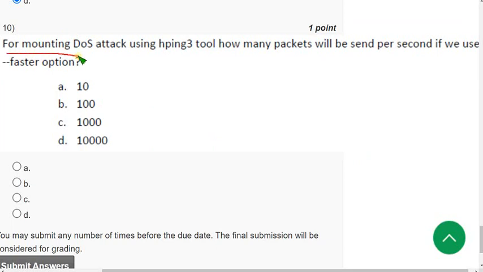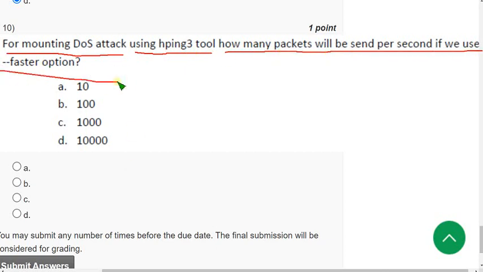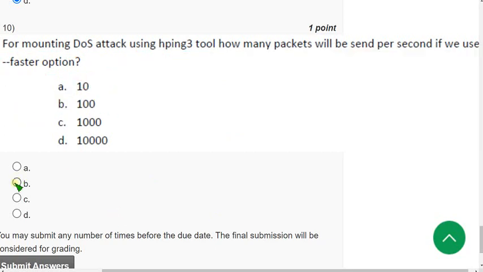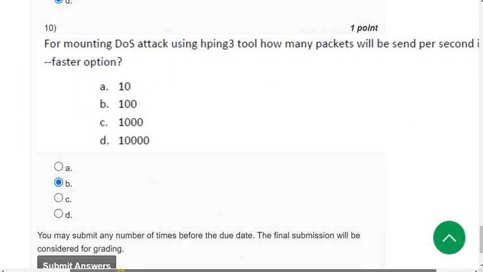For mounting DOS attack using hping 3 tool, how many packets will be sent per second if we use the faster option? So for the 10th question, the probable answer is 100 packets per second. So mark option B. So that's it, guys. These are the solutions for week 9 ethical hacking course.